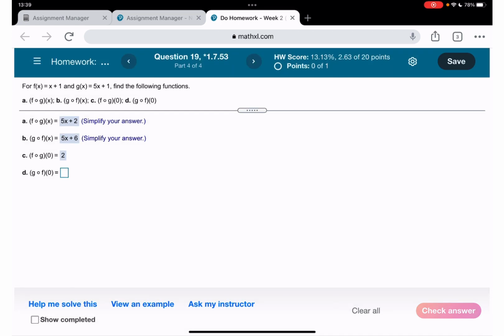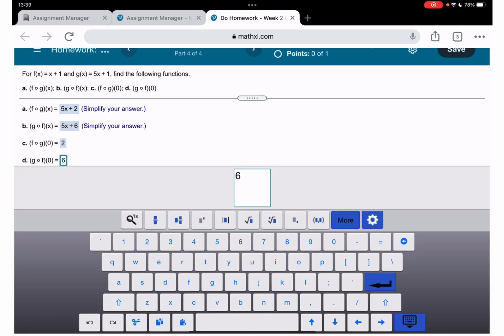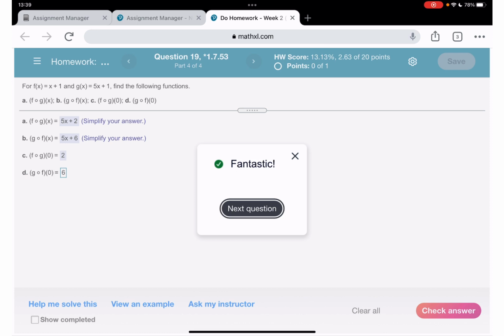Good job. And D, again plugging in 0. Now I have to plug into 5x plus 6. I don't know why I was plugging in 1. So 5x plus 6, if I plug in 0, 5 times 0 is 0, it's going to be 6. Done.